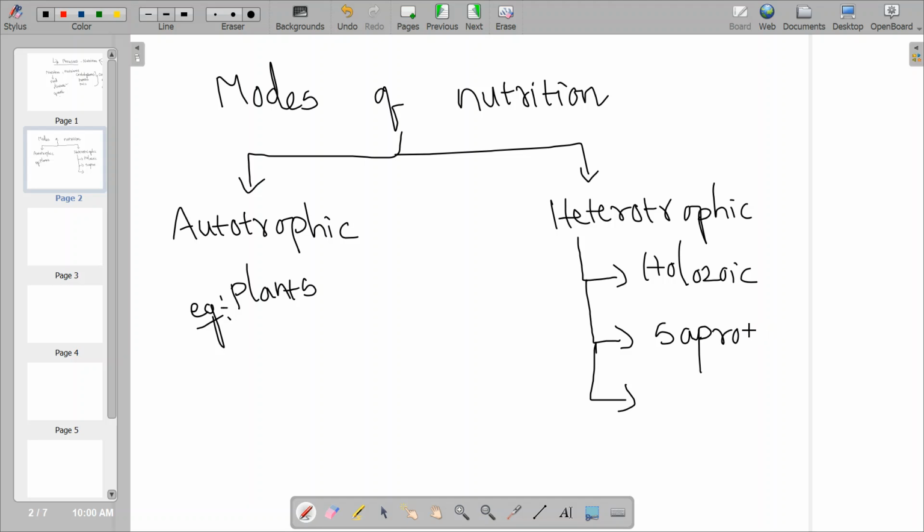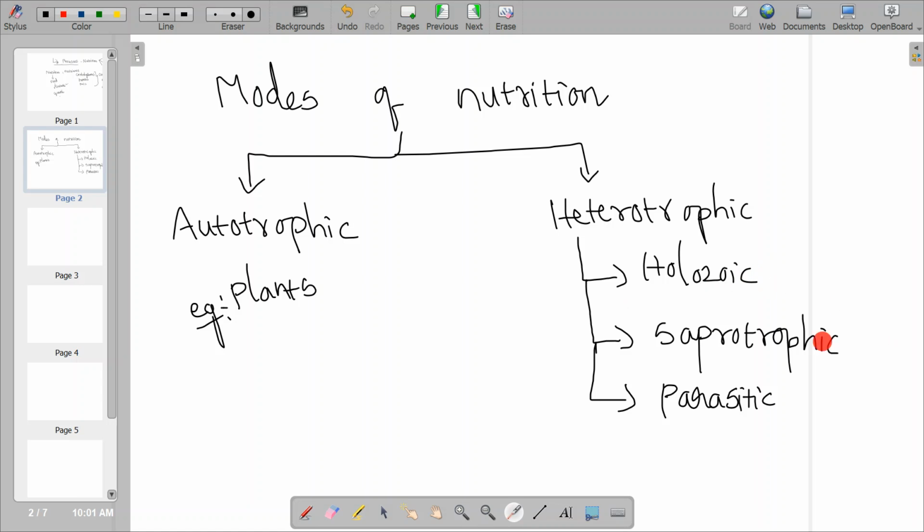which is further divided into holozoic mode of nutrition, saprotrophic mode of nutrition, and parasitic mode of nutrition. Holozoic mode of nutrition: the organism takes the food materials and digests the food materials inside their body. We human beings come under holozoic mode of nutrition because we take the food materials, we digest it in our digestive system, break it into simplest form, we absorb the nutrients, then the waste materials are eliminated out.